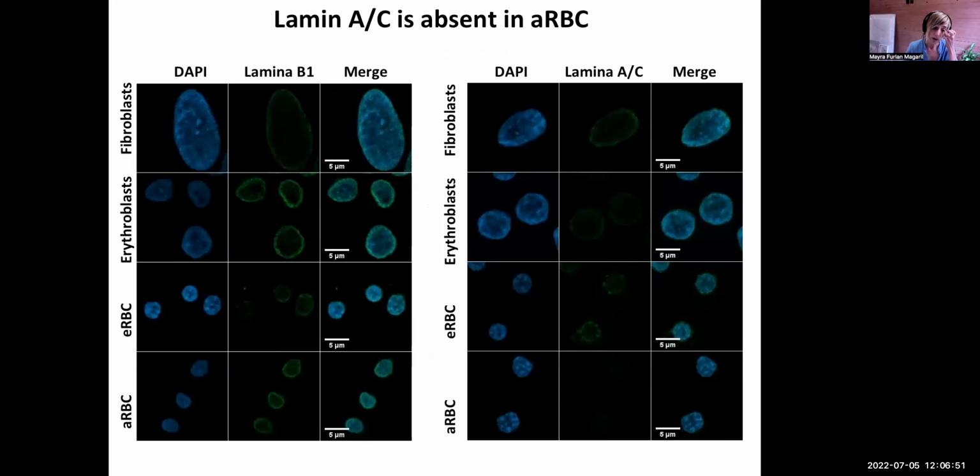So we wondered if this phenomenon is due to changes in lamin content in the cell, and we could see, measuring lamin B1 and lamin AC, that indeed lamin AC is lost in the adult red blood cells, and this is not the case for lamin B1. So the loss of lamin AC could be the reason behind the detachment of heterochromatin from the nuclear periphery.